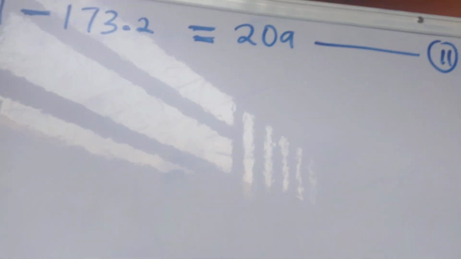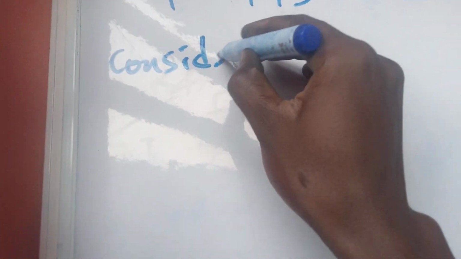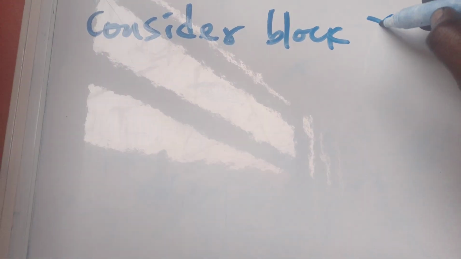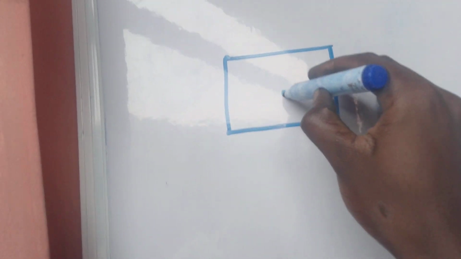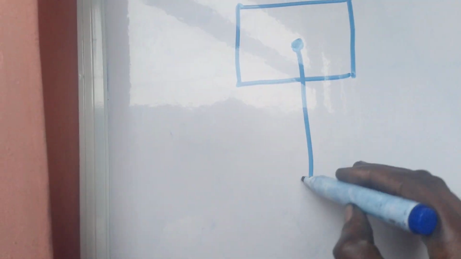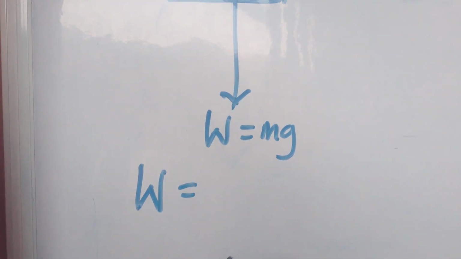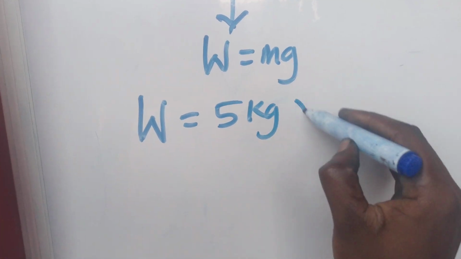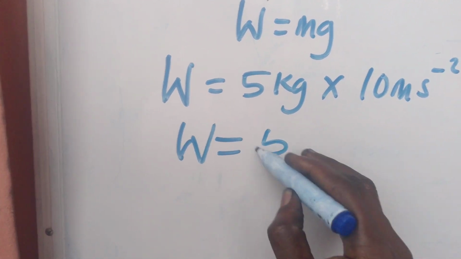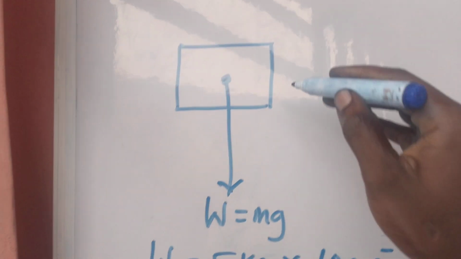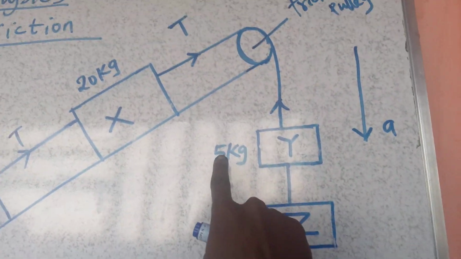Okay, then I will consider block Y. Block Y now is this. I'll look for the weight of the block. The weight of the block is its mass times acceleration due to gravity. So the mass of the block is 5 kilogram. Acceleration due to gravity is 10 meters per second square. So that means that W equals 50 Newton. That's the weight of block Y. This is the mass of the block, 5 kilogram.